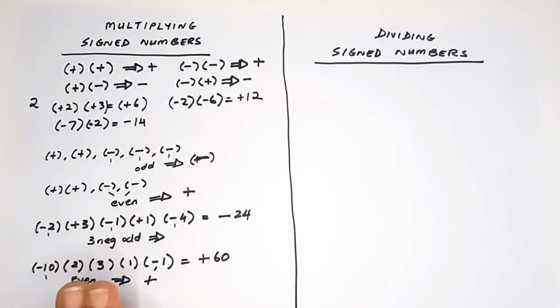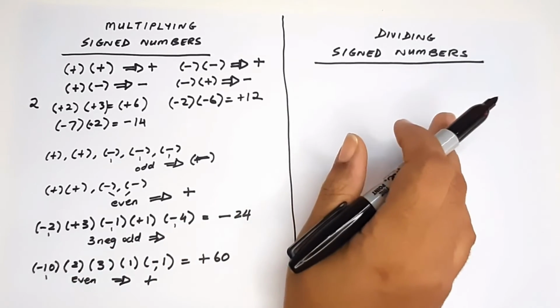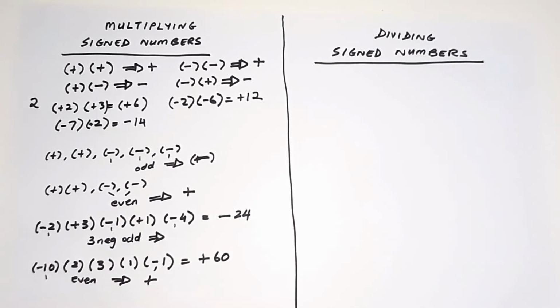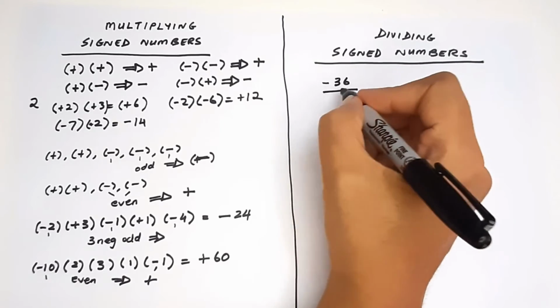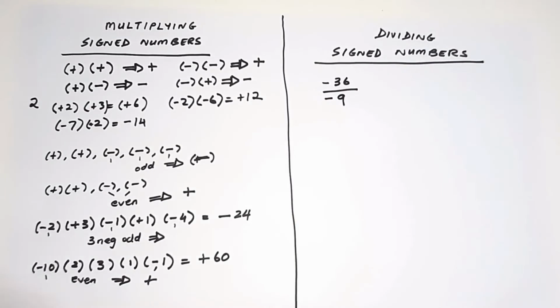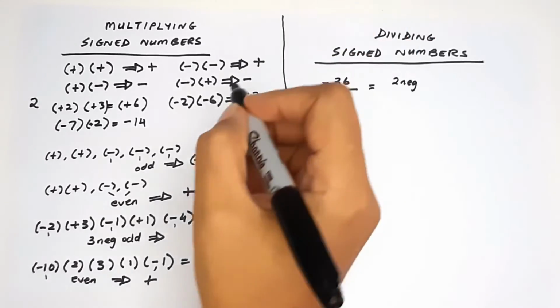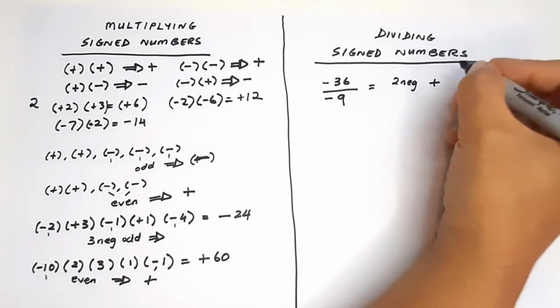Now the same rules that we learned here apply to dividing signed numbers. So instead of going through the rules one more time, let's directly dive into dividing examples. Let's take example number 1. Suppose we have negative 36 over negative 9. Let's see how many negatives we have here. We have 2 negatives, so the answer should be positive. 36 divided by 9 is 4.